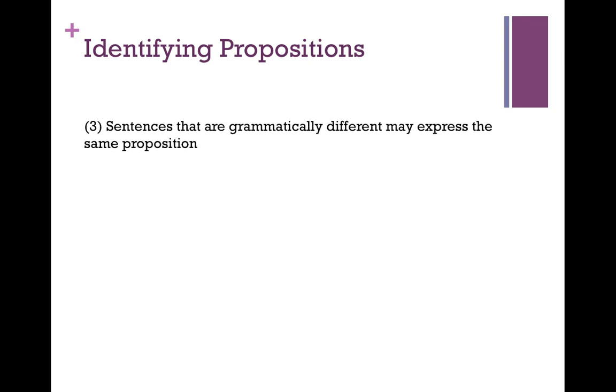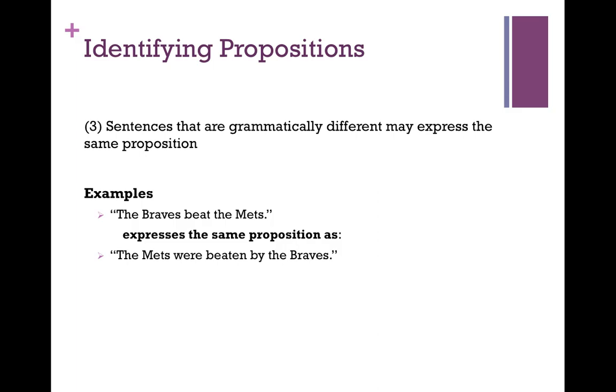All right, third point about identifying propositions is that sentences that are grammatically different may express the same proposition. So let me give you an example because this will help clarify. The Braves beat the Mets expresses the same proposition as the Mets were beaten by the Braves. Notice here that the first sentence, some of you might remember, is in what's called active voice, whereas the second sentence I've listed is in what's called passive voice. So grammatically, these sentences are different, but they mean the same exact thing. I know your English teachers tell you to always avoid the passive voice, which you can understand why.